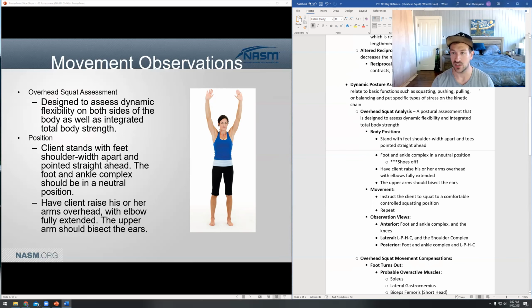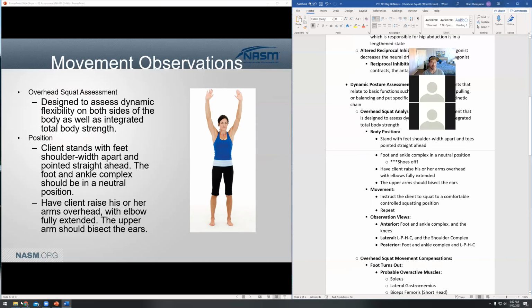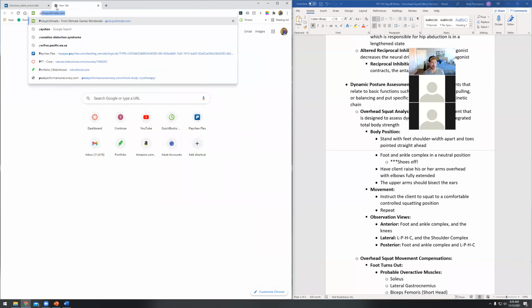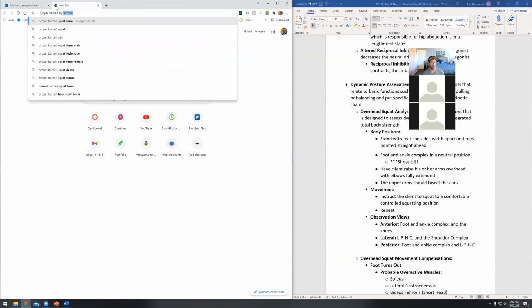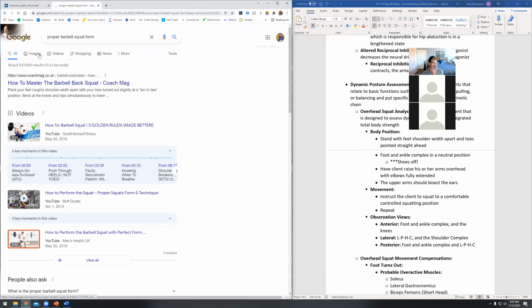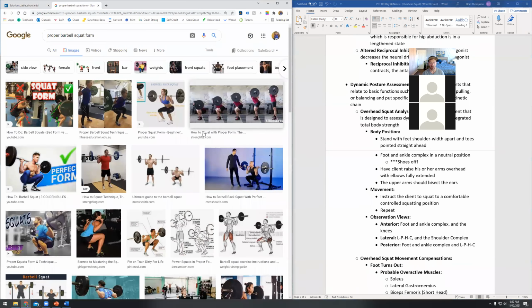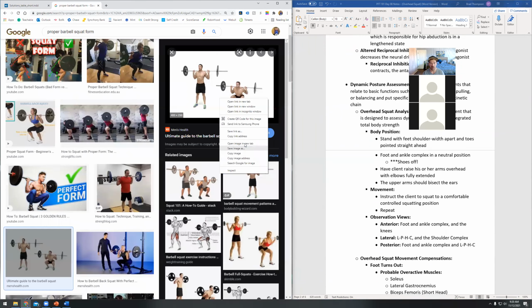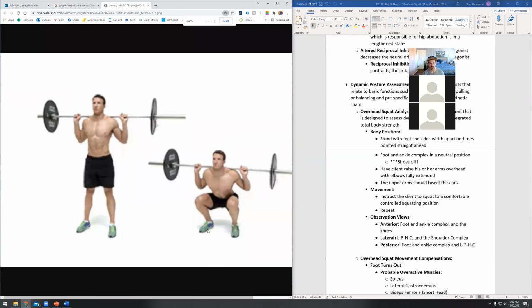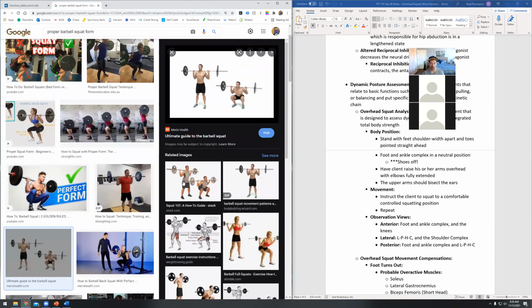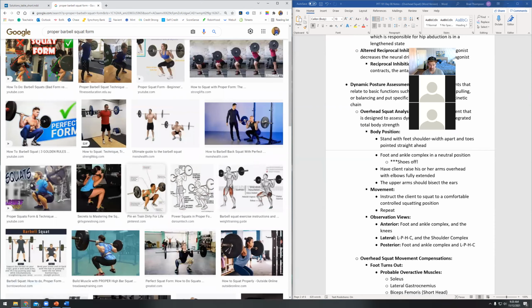Now, I know it's a squatting action, and here's the thing: if we look up proper barbell squat form, we're going to see a lot of really good pictures of people with slightly externally rotated feet, right? I see a lot of stuff like this. That's actually great. I actually prefer a little bit of external rotation on that barbell squat.